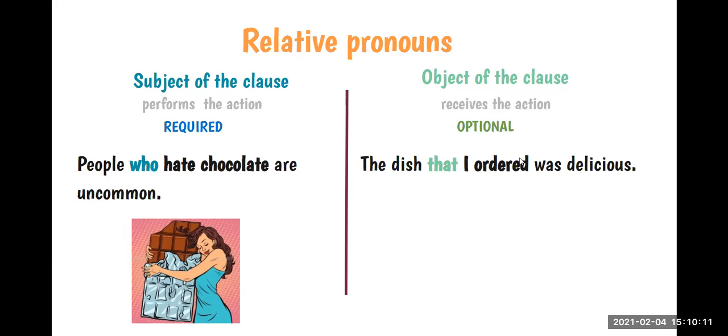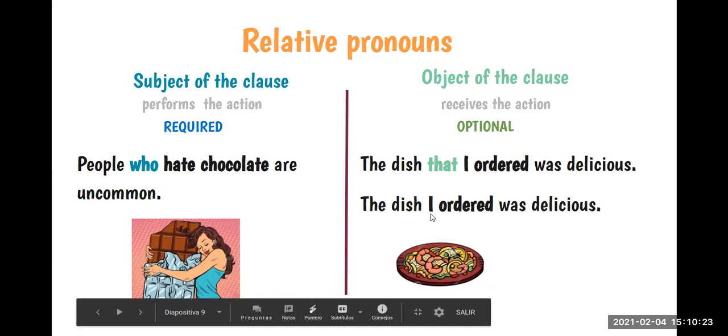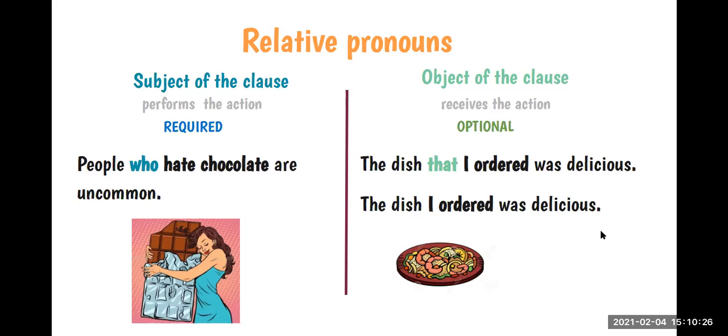Yo ordeno la comida, ¿y qué ordeno? La comida. Entonces, como that es la cosa que recibe la acción, nuestro relative pronoun es opcional. We can say, the dish I ordered was delicious. Ok, podemos borrar o omitir el relative pronoun. Ok, so, ¿cómo podemos darnos cuenta de otra manera? Ok, una de las formas de darnos cuenta de cuándo podemos eliminarlo es cuando es el object, right?